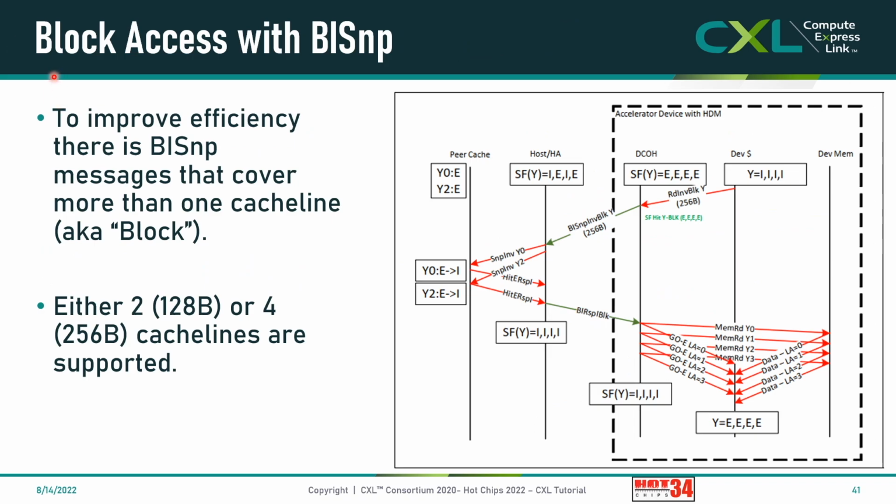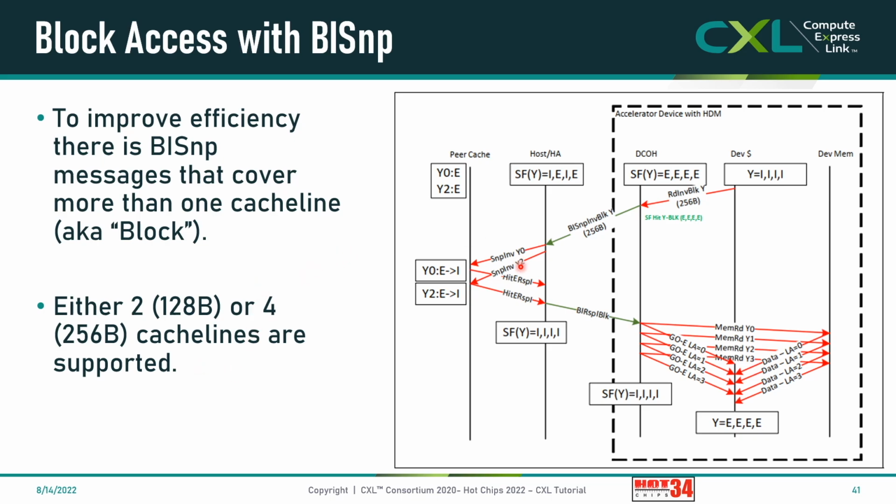Now, back invalidate snoop also allows us to do block accesses. When I talk about a block, I'm talking about multiple cache lines where the state can be changed with a single command. This allows improved efficiency when we're sending BI snoop messages that cover more than one cache line. So we support either two cache lines or four cache lines with these block commands. The encoding is indicated in the message.